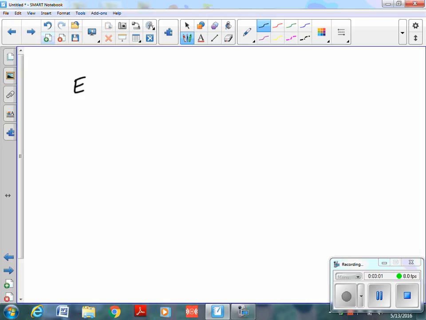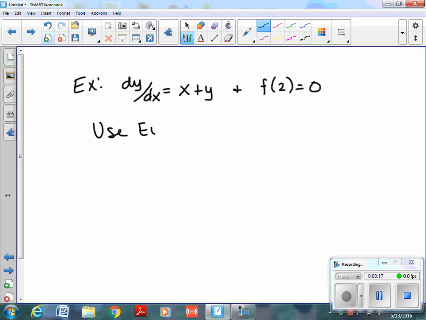For example, dy dx equals x plus y, and the original f of 2 equals 0. We're going to use Euler's method of increments. Triangle means change in x. Your change of x is going to be 0.2. And we're going to find f of 3.